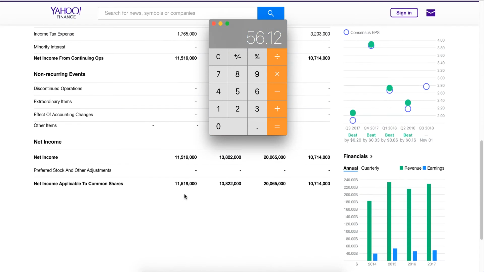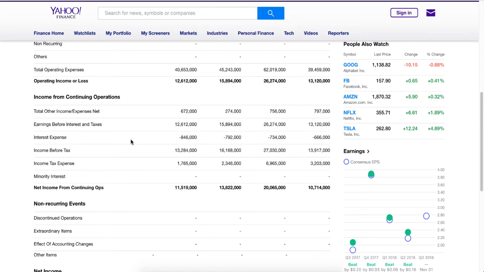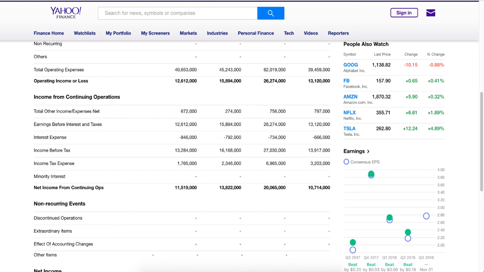And so now we know that the company in the last 4 quarters made $56.12 million in net income. So that's basically income that's going to the company's pockets. And so now we kind of know what the company is earning here, right? So the company is earning, what was it, $56.12 billion.